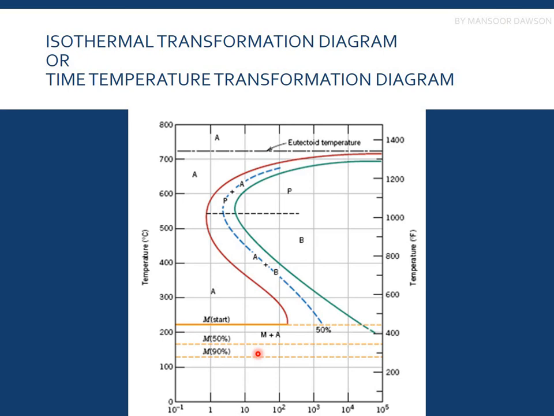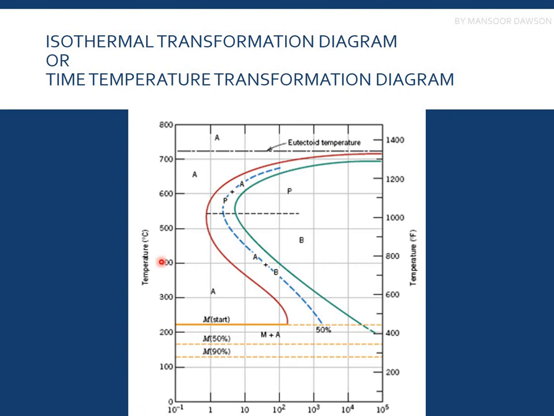So now we have the isothermal transformation diagram, or we can say the time temperature transformation TTT diagram. So what does it tell us? It basically tells us the starting of the transformation from one state to another, and the ending of the transformation from one phase to another. So first of all, on the y-axis we have temperature, and on the x-axis we have the logarithm of time, or we can say we have time.